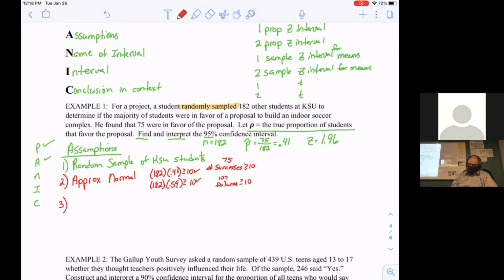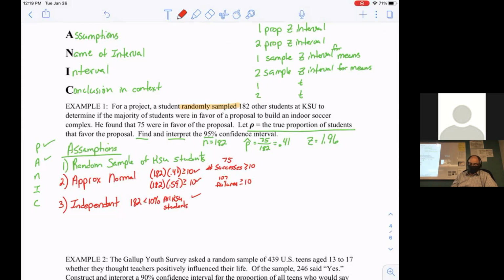What is assumption number 3? My sample size is large enough because of approximately normal. We also have to show that it's small enough that it remained independent. So we have to assume that 182 is less than 10% of all KSU students. And that checks out, okay, assuming there are more than 1,820 students at KSU. All right, so we've taken care of our assumptions.